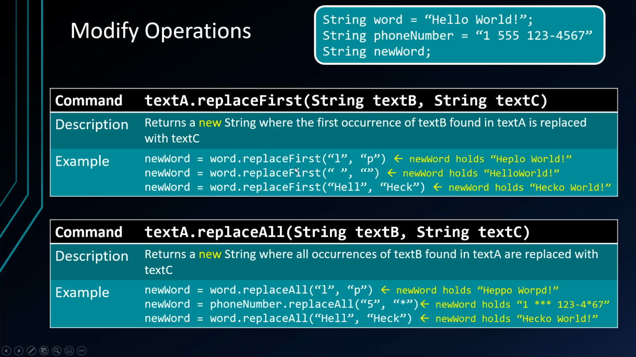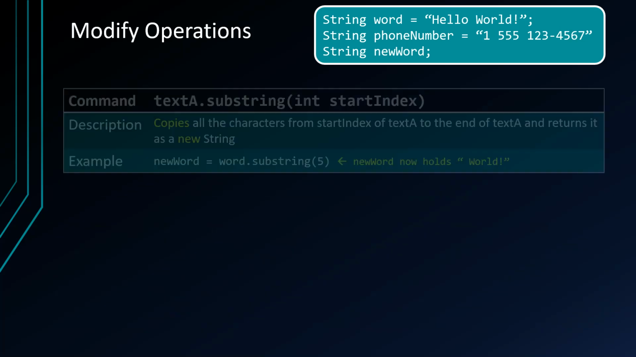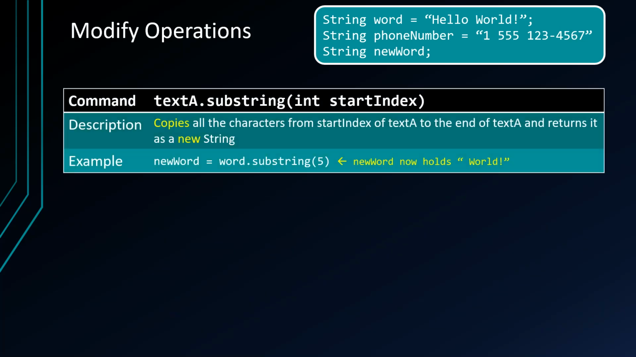All right, and now we get into the last one, which is probably the most important string manipulation command. I'm going to give you two versions of it because it's so important. And that is text A.substring, and then I give it an index. What this does is instead of modifying a piece of text, it actually pulls out a chunk of text, a substring.